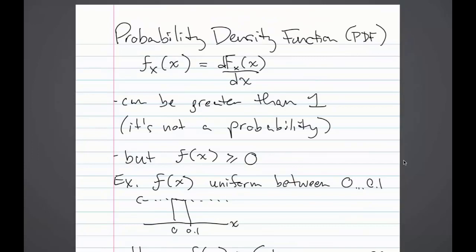So now let's talk about the other useful function when we're talking about continuous variables. This one's called the probability density function, or the PDF. We usually denote it by little f of x, and it is defined as the derivative of big F of x with respect to x. So it's like the slope of big F of x. Note that this function can be greater than 1 since it's not a probability. It is a probability density. Little f of x does have to be greater than or equal to 0 though.